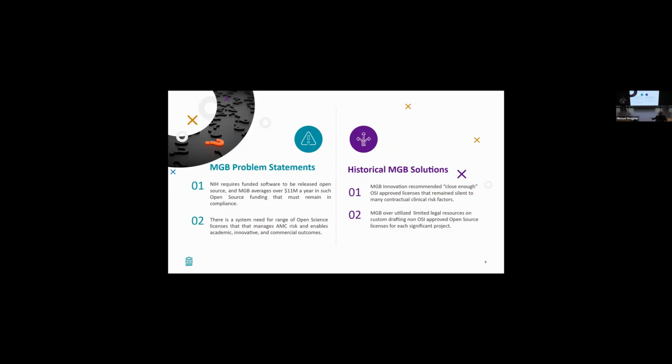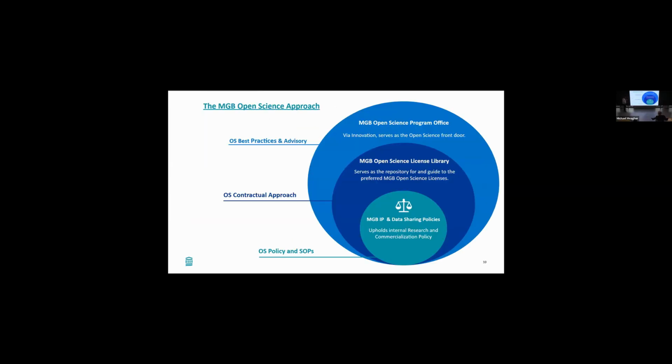Also, there's a range of open science activities. I talked about open access, the requirements, and the desire to get published. Some of these researchers aren't as driven to build an open source community in the traditional sense. They're really interested in complying with Nature and NIH and getting published. So we saw open science happening in different flavors. Our historical solution was, let's just use a close enough license, or let's draft a custom license. And I think both of those solutions were inadequate.